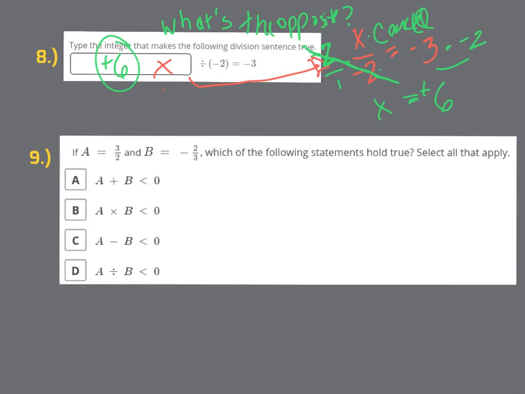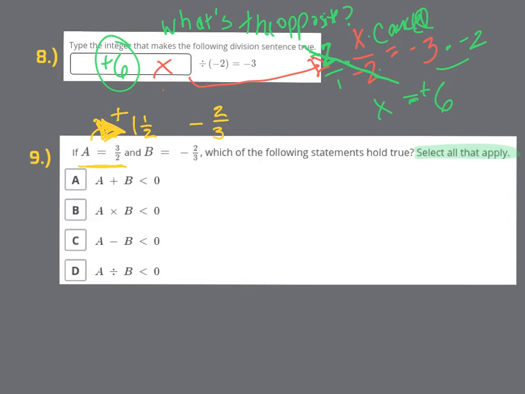Next. If A equals 3/2 and B equals negative 2/3, which of the following statements hold true? Select all that apply. Make sure we're paying attention to that. Okay. So first thing I want to do is analyze these numbers just a little bit before I start to do anything else. So I've got A is 3/2. So it's positive. First of all, 3/2 I know is the same as 1 1/2. That may be helpful later on when I try and think about it, okay? And the other thing is that it is positive. And then B is negative 2/3. I can't do anything to 2/3 because it's already simplified as it is.